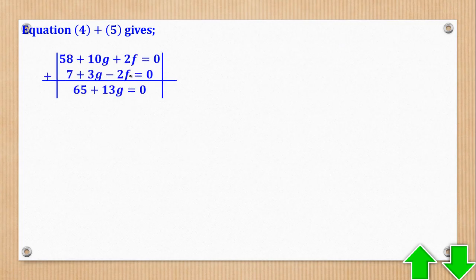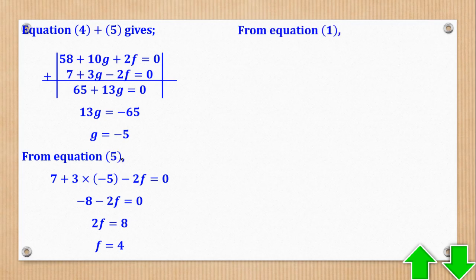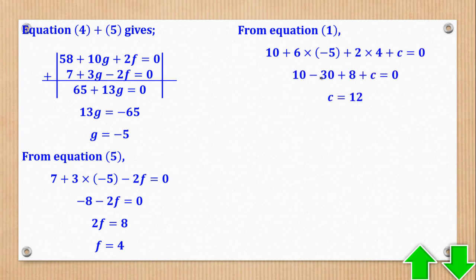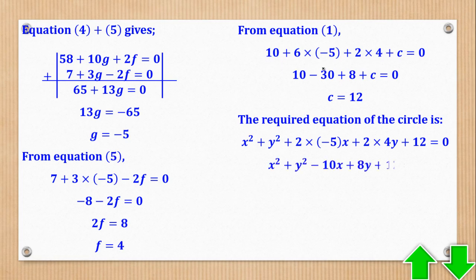In that case, it means we're going to eliminate f to remain with g, and g will be equal to -5. Then I can either use equation 4 or 5. So when I use equation 5, I come up with the value of f as that. Then I can either use equation 1 or 2 or 3. So when I use equation 1, I can come up with the value of c as that. Therefore, the equation of the circle is now, you substitute for f, g, and c. And that's what they wanted.